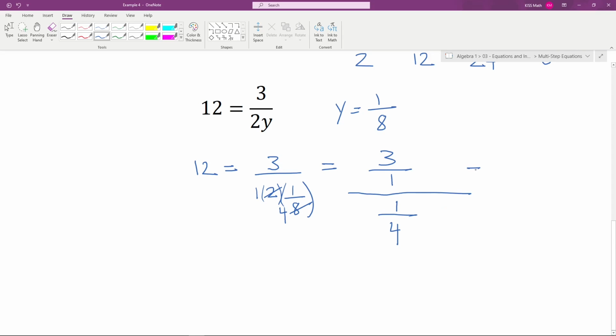And again, multiply the outside numbers here. So 3 times 4 is 12 over the inner numbers, 1 times 1 is 1. And so we see that 12 equals 12. And our answer is correct.